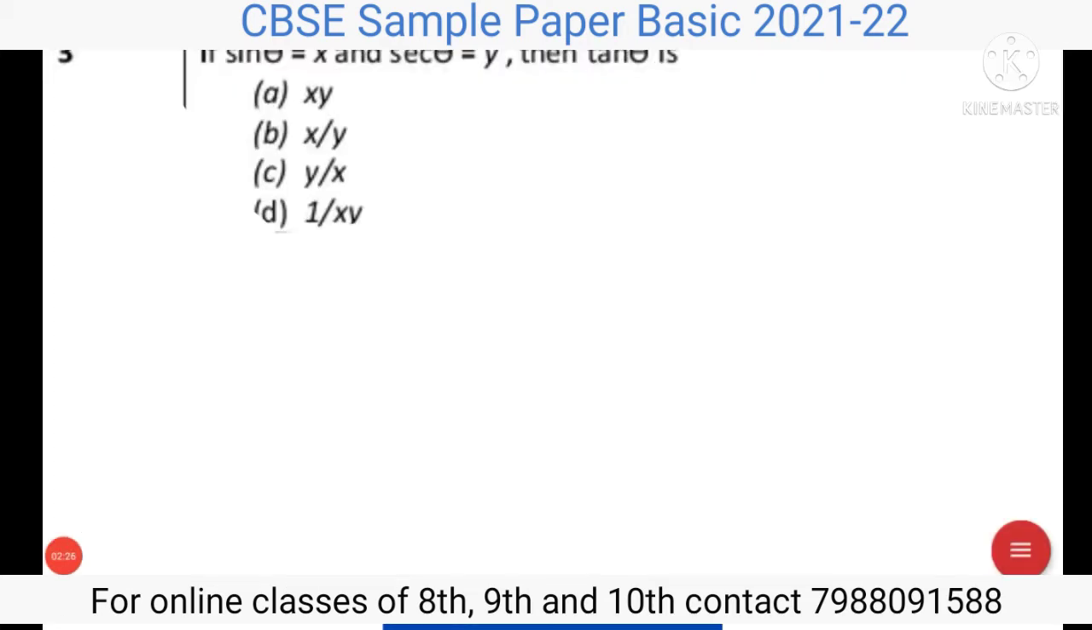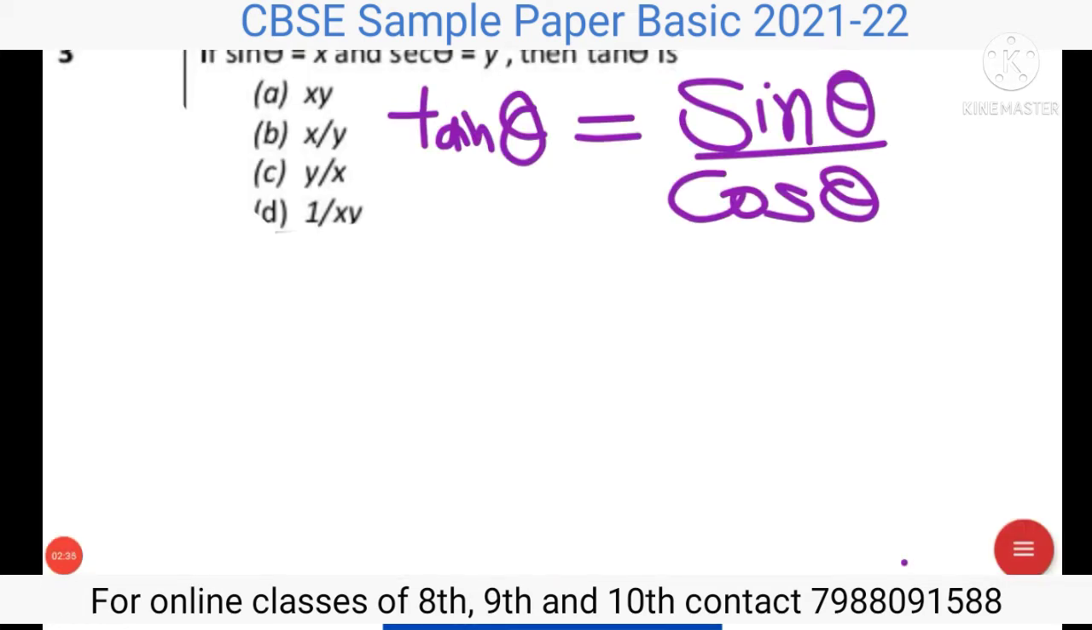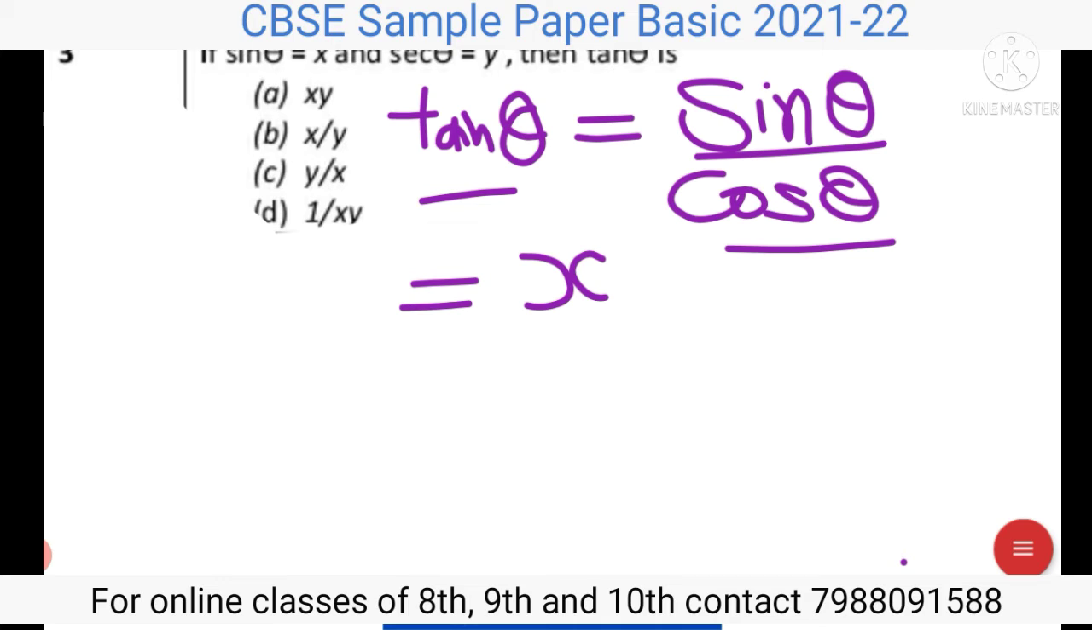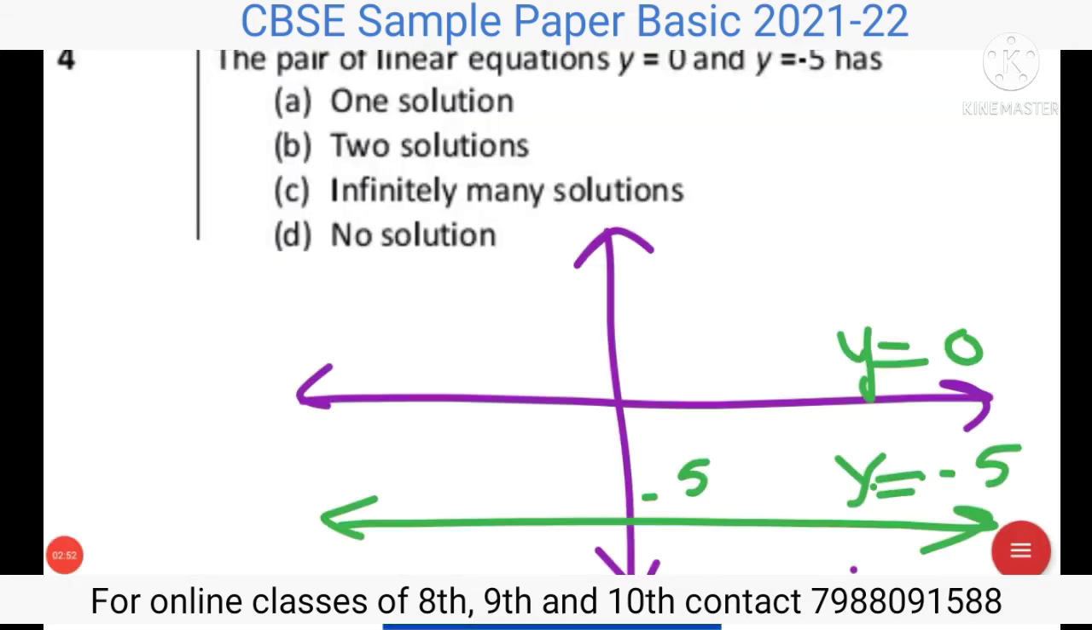In question number 3, we are given value of sine theta and secant theta, and we need to find the value of tangent theta. We know that value of tangent theta is sine theta by cos theta. Now sine theta is given to be x and secant theta is y, which we know is equal to 1 by cos theta. So in place of 1 by cos theta, I write y and I straightway get the answer as xy. So A is the correct option.